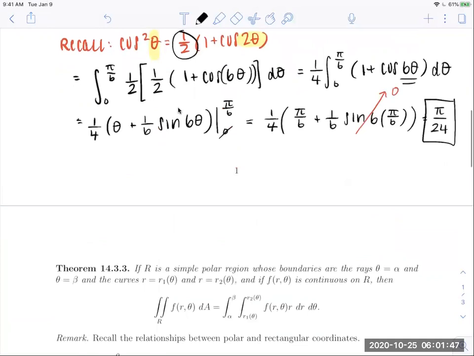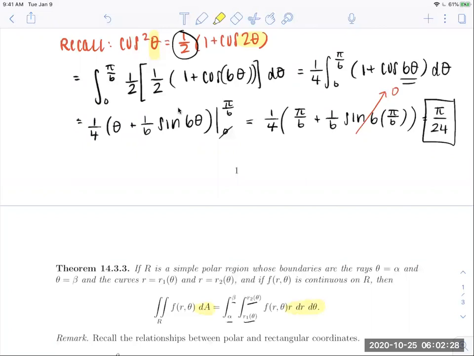All right, so continuing on, we have theorem 3 that says if R is a simple polar region whose boundaries are the rays alpha and beta, and the curves R1 and R2, and if f of r theta is continuous, then we can take our double integral and rewrite it with the following limits of integration. We have our theta limits from alpha to beta. We have our r limits from R1 of theta to R2 of theta. And what I really want to call your attention to is that our differential dA becomes r dr d theta.